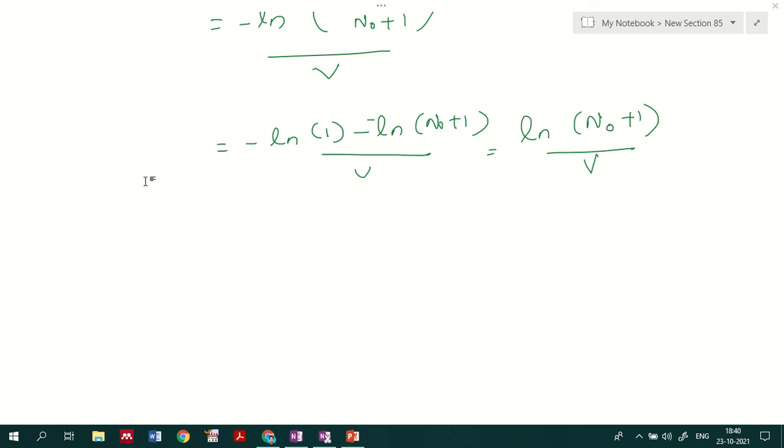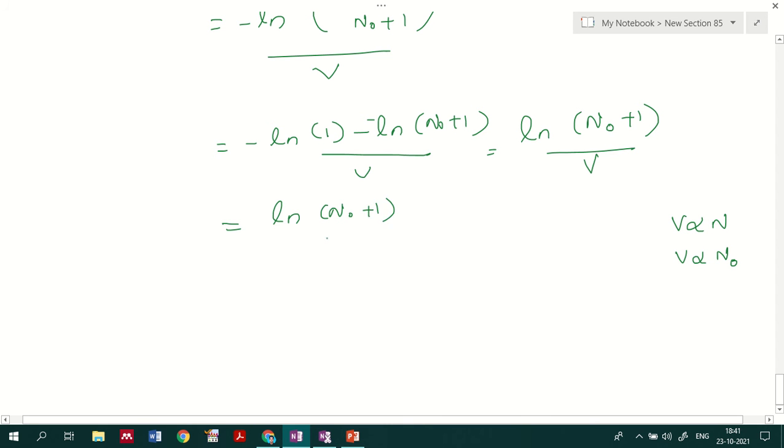Now we know that the volume of a particle is proportional to the number of particles present. So here you can consider the volume is proportional to the number of particles at the ground state, that is, v is proportional to n0. So I can replace this volume with n0 in that aspect, so ln n0 plus 1 divided by n0, I can substitute this representation.